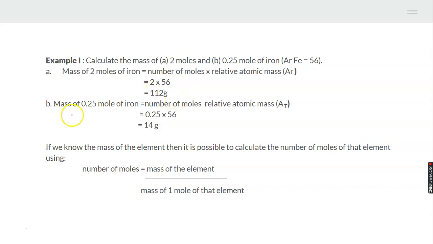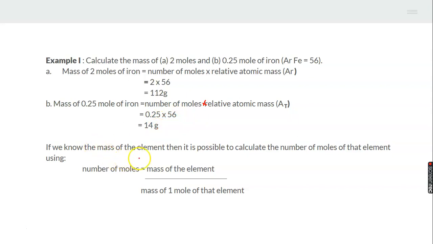So the B part, we have to calculate the mass of 0.25 mole of iron. Don't forget the formula. Mass in grams equals number of moles times, there should be a multiplication sign here, times relative atomic mass, which is Ar. So 0.25 times 56 will give you 14 grams.